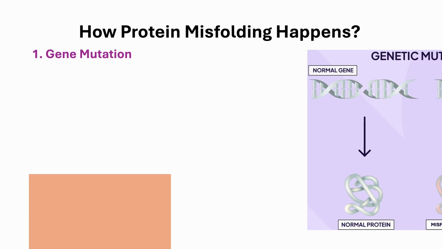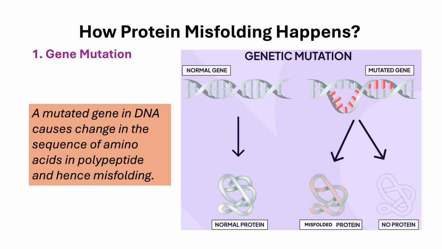Protein misfolding can start with a gene mutation. A mutation changes the DNA sequence, altering the order of amino acids in the polypeptide chain. This disrupts the protein's ability to fold correctly, leading to a misfolded protein.